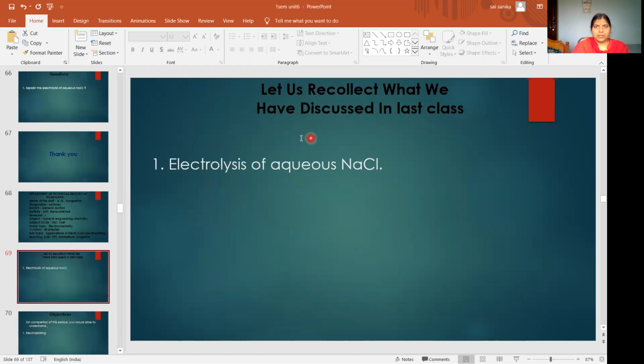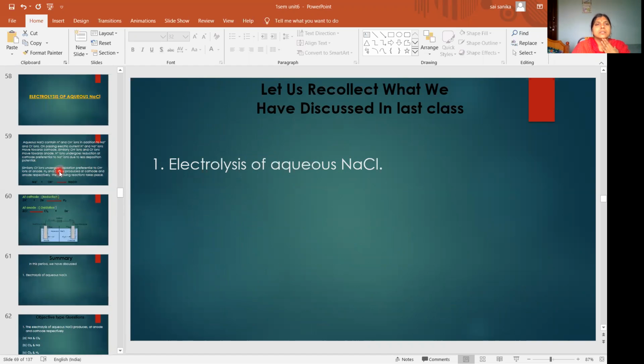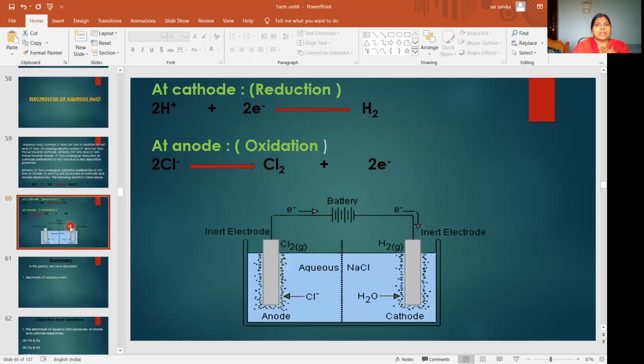Let us recollect what we have discussed in the last class. We discussed electrolysis of aqueous NaCl. So once again, I will revise this electrolysis of aqueous NaCl. How will you do the electrolysis of aqueous NaCl? In the cell, we will take aqueous NaCl as an electrolytic solution.